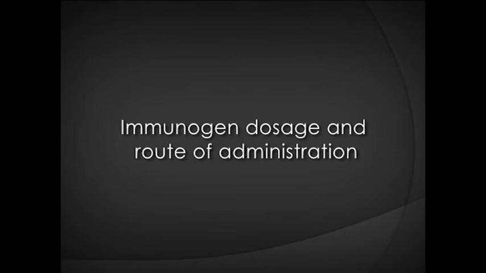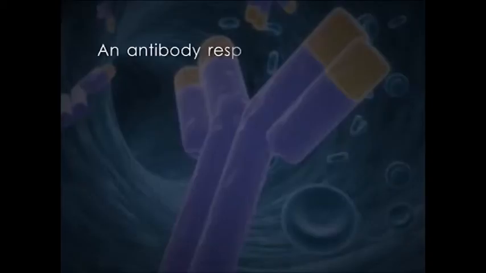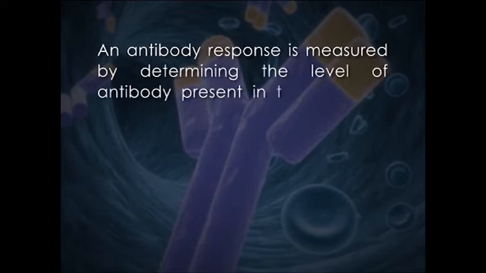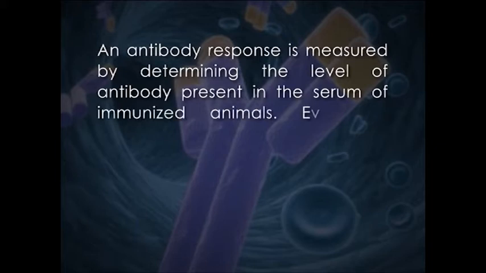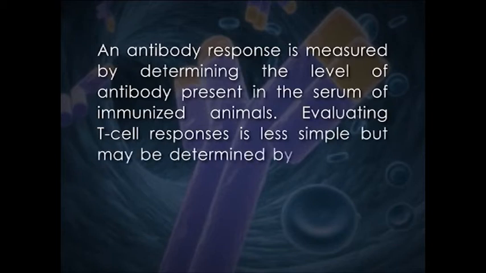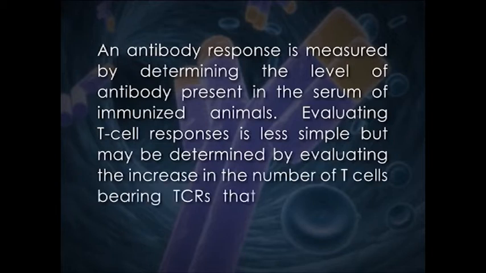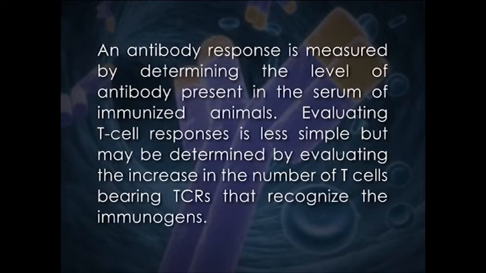Immunogen dose and route of administration. Each experimental immunogen exhibits a particular dose-response curve, which is determined by measuring the immune response to different doses and different administration routes. An antibody response is measured by determining the level of antibody present in the serum of immunized animals. Evaluating T cell response is less simple but may be determined by evaluating the increase in the number of T cells bearing TCRs that recognize the immunogens.